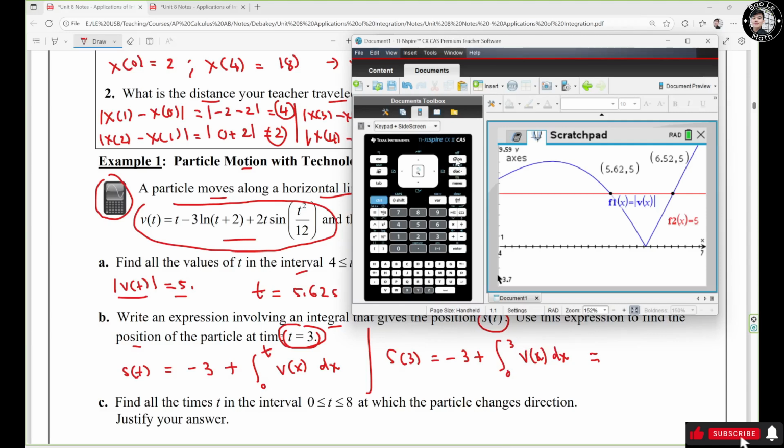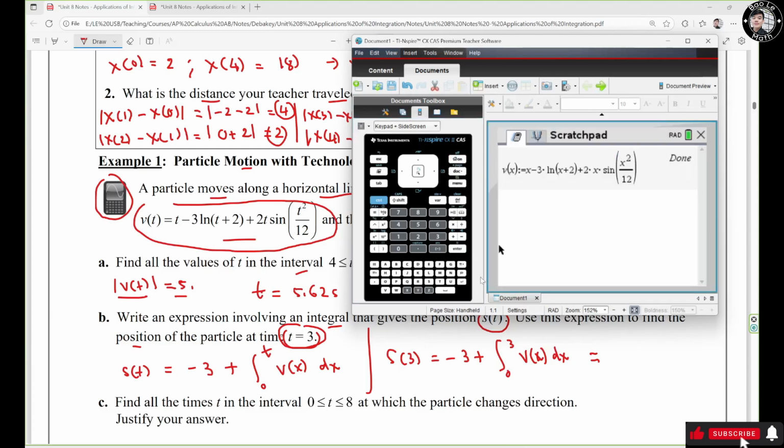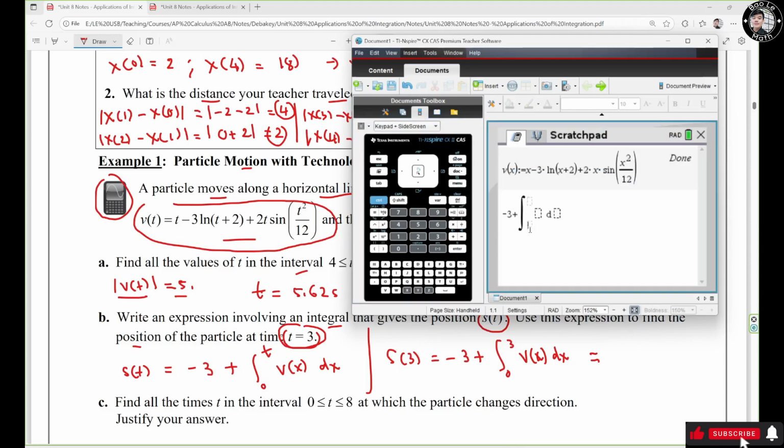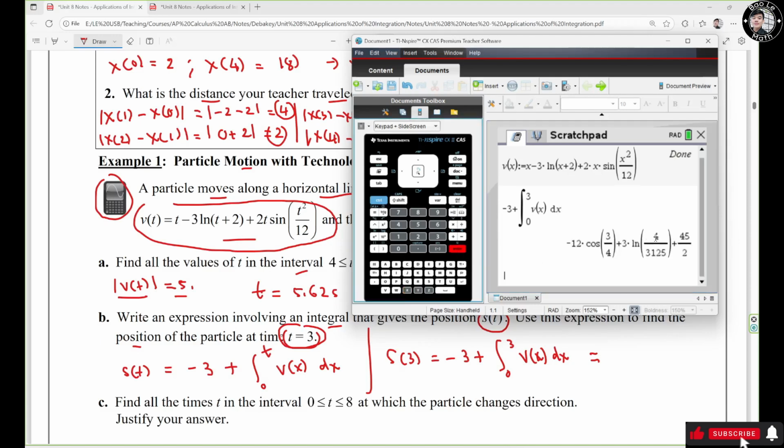So I'm gonna go to home screen, right? Hit calculate right here, right? So I have s of 3 equals negative 3, right? So I have negative 3 plus, right? The integral, I hit menu, go to calculus, integral right here, right? From 0 to 3 of v of s ds, right? Hit enter. The answer is right here.